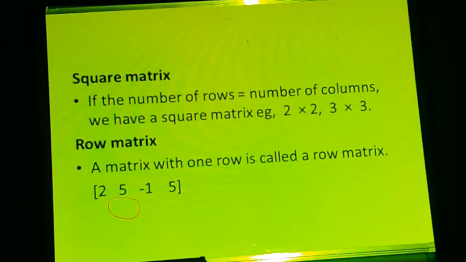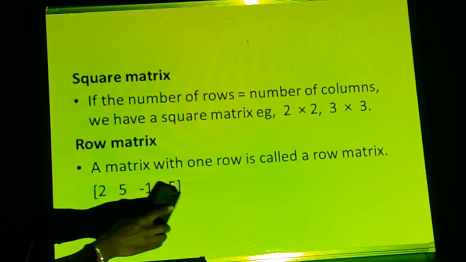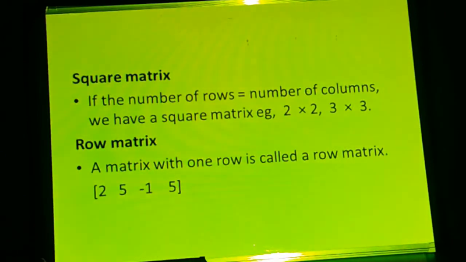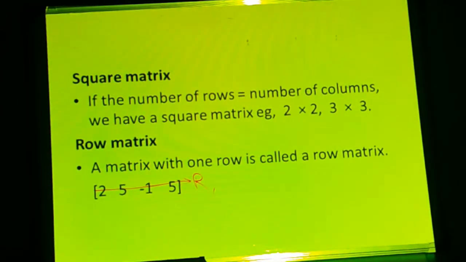Square matrix. If the number of rows is equal to the number of columns, we have a square matrix. 2 by 2, 3 by 3, 4 by 4, 5 by 5. So the number of rows equals the number of columns. What is a row matrix? A row matrix is a matrix with 1 row. 1 row. That's a row matrix. Moving on.